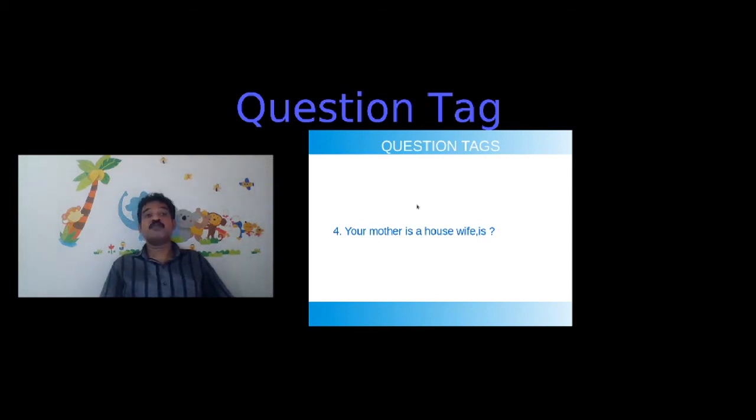Our sentence is positive or negative. So what kind of a sentence do we have? A positive sentence or a negative sentence? It's a positive sentence. So our tag should be negative. So it becomes into isn't. And you have to use the pronoun for your mother. So what is that? Isn't. What is the pronoun you can use for your mother? Isn't she. So this is the pronoun for your mother.